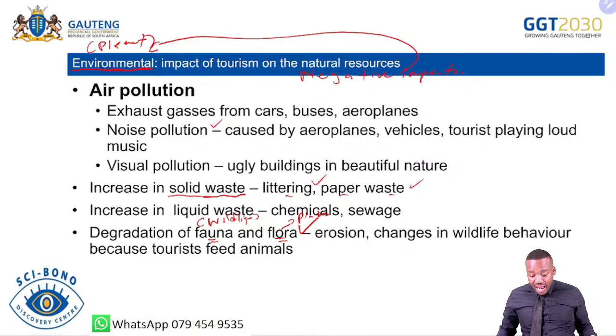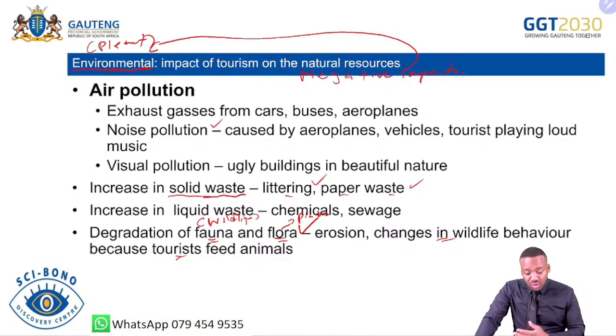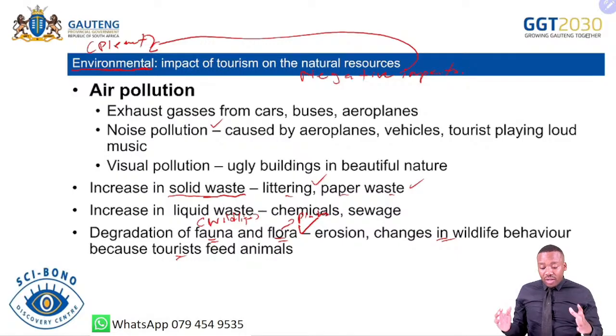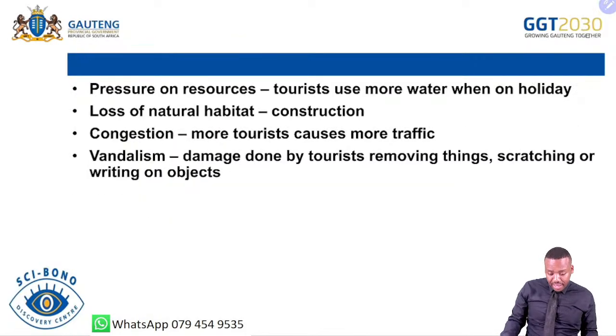Soil erosion and changes in wildlife behavior, because tourists feed animals, right? You will see when you visit the zoos, most of the time there are rules. Do not feed the animals, do not come closer to the animals, but some tourists do not listen. So these are all some of the negative effects that tourism can have on the natural environment. This is still under natural.